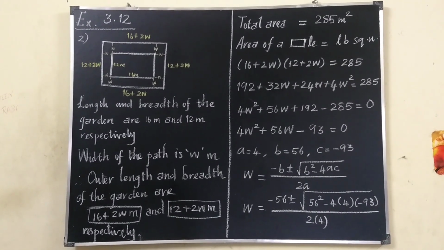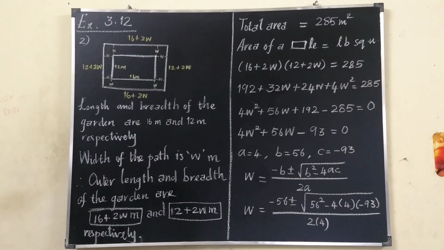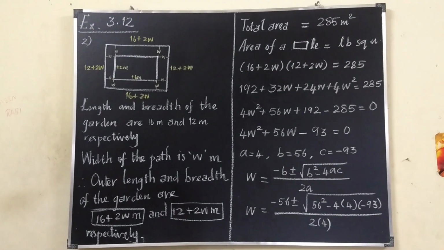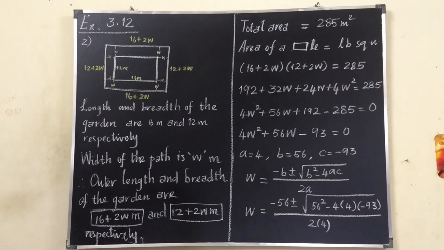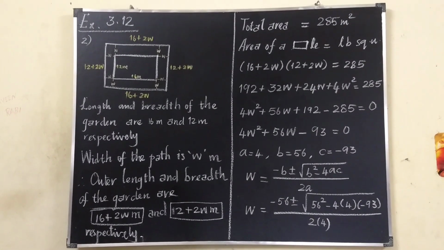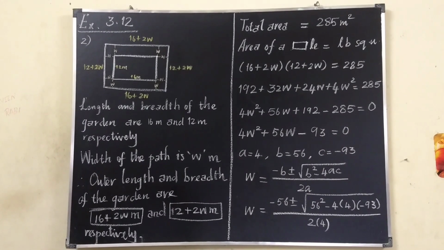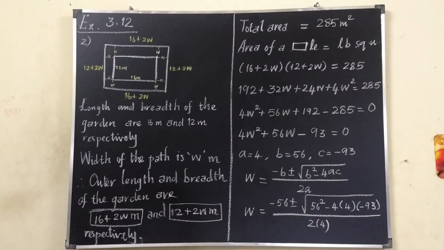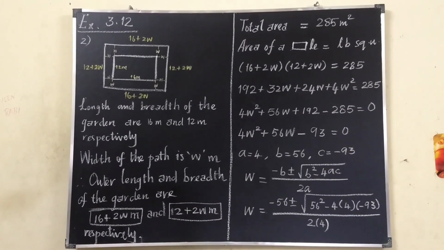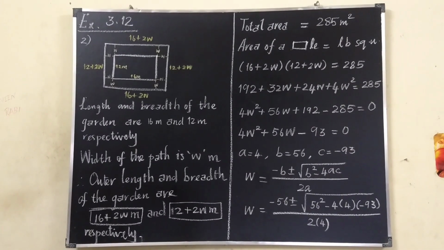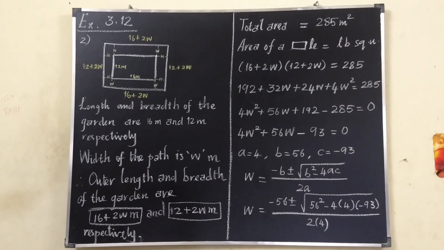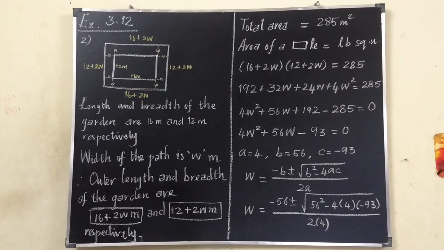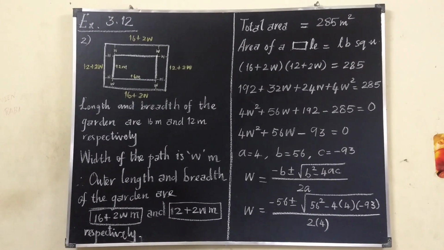Go through the question. A garden measuring 12 meter by 16 meter is to have a pedestrian pathway that is W meter wide installed all the way around so that it increases the total area to 285 meter square. That's a garden. Its length and breadth are given. What's the length of the garden? 12 meter. Breadth of the garden is 16 meter. And the pedestrian pathway, that is W meter wide.